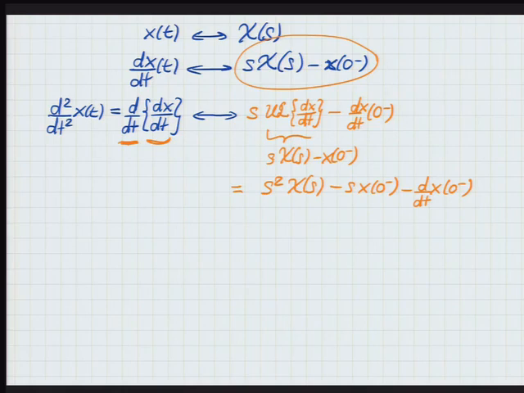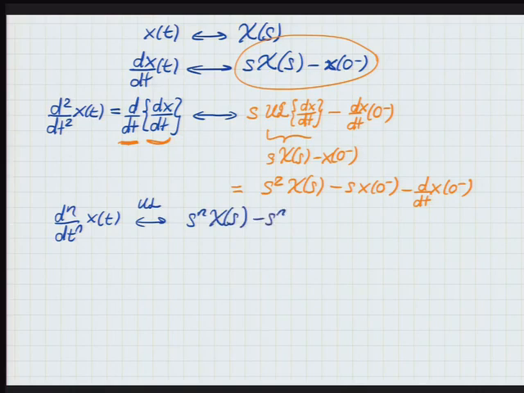If I wanted to, it would probably look like this. The nth derivative would have, in the unilateral Laplace, s to the n, right? X of s minus s to the n minus 1, x of 0 minus, and you can predict the rest. There's a pattern here, right? Okay, that's all we need. So this property alone is enough to solve differential equations with constant coefficients if I give you enough initial conditions.